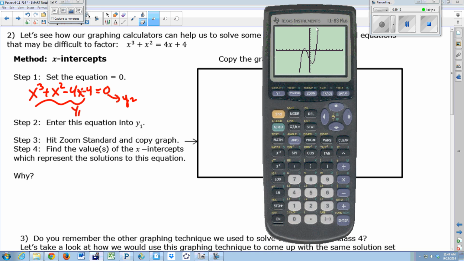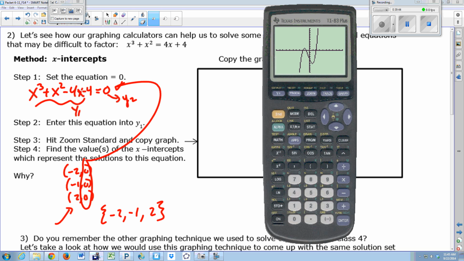So you can see, because the answers to this equation are nice integers, you don't have to do any work. You can literally pick it off: -2, -1, and 2. So the x-intercepts are (-2, 0), (-1, 0), and (2, 0). Notice, all your y values are 0, and these are the 3 x values that give you y equals 0.